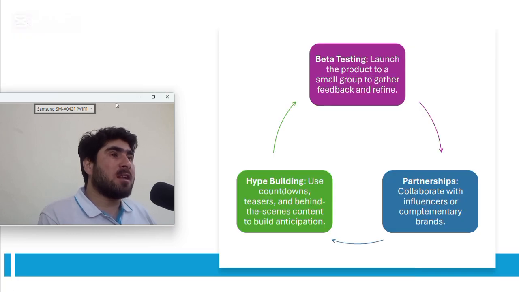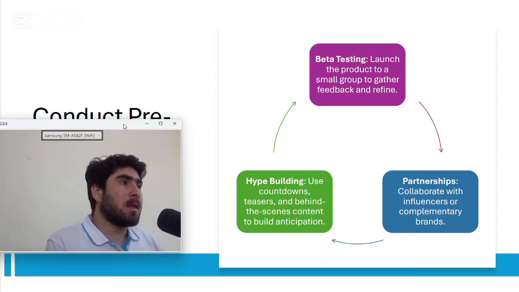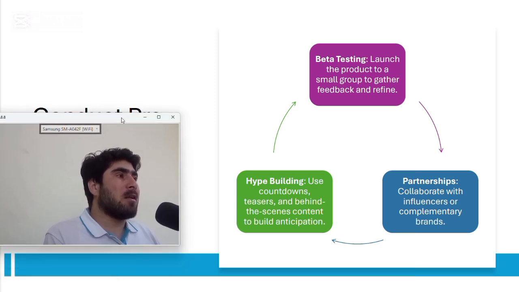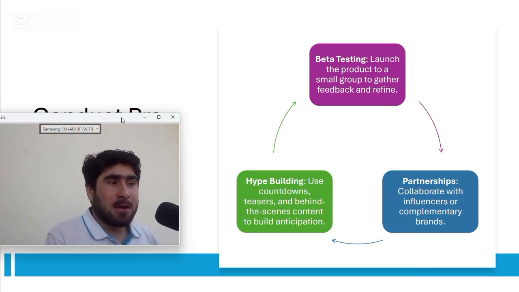So the fifth one is conduct pre-launch activity. Beta testing: launch the product to a small group to gather feedback and refine. Partnership: collaborate with influencers or complementary brands. Community building: use Kickstarter and behind-the-scenes content to build anticipation.